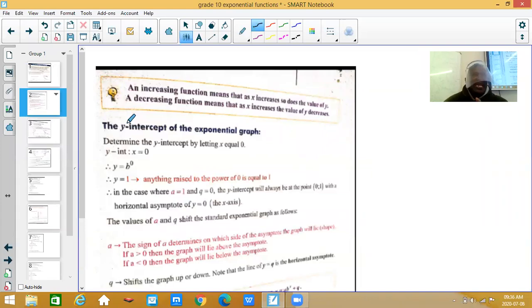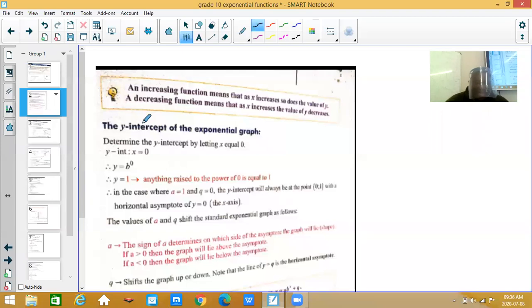Now, like we did with all other graphs, we want to find, let us say in this case, an increasing function. This is what I talked about. As x increases, so does the y value. As one increases and the other one increases, that is an increasing function.